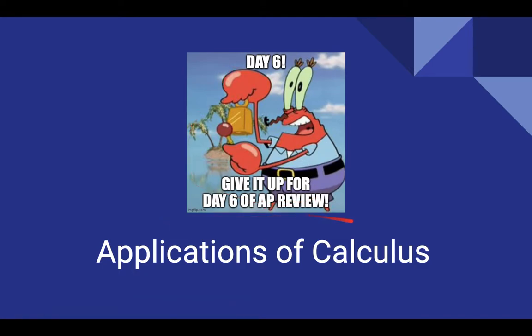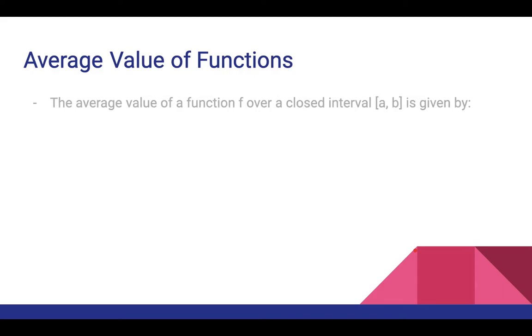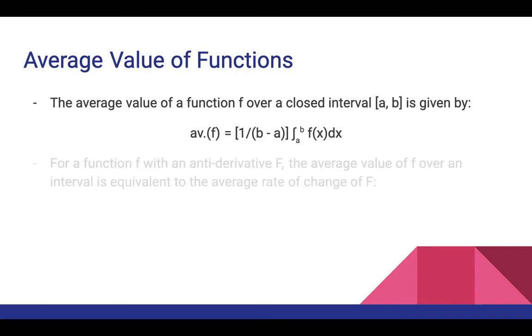Day 6 of AP Review, where we look at applications of calculus, specifically related rates and modeling scenarios. So we start again with the average value of functions. Recall the average value of a function over a closed interval [a, b] is given by 1 over b minus a multiplied by the definite integral of f from a to b.